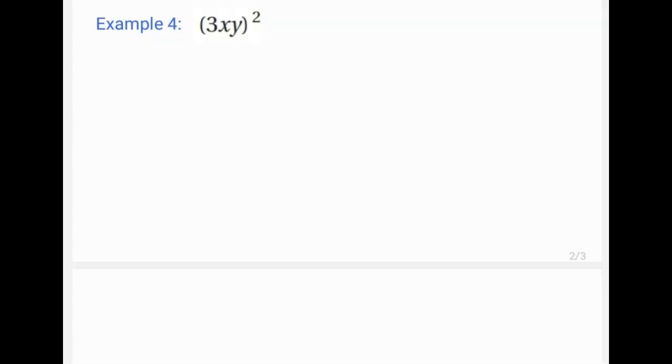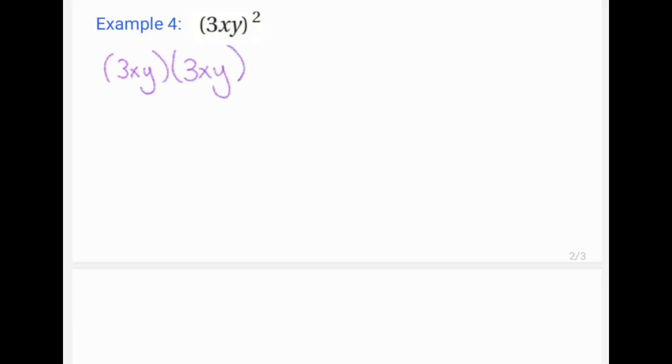Example 4, we're going to go ahead and simplify this. So now let's take all of our examples 1, 2, and 3 that we just learned and apply this. So again, there's two ways to do this. We can rewrite the base of 3xy and write it twice because that's what the exponent says. So we can write it as 3xy one time, 3xy the second time, and then we would have to simplify it.